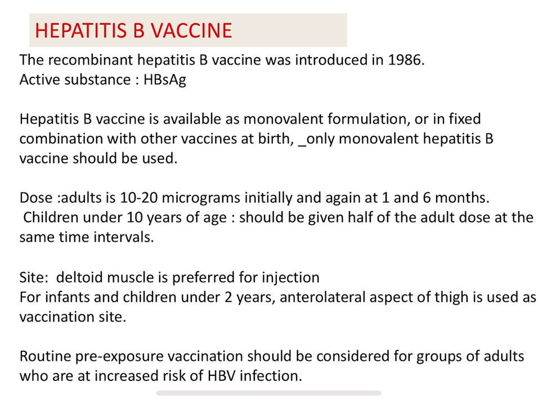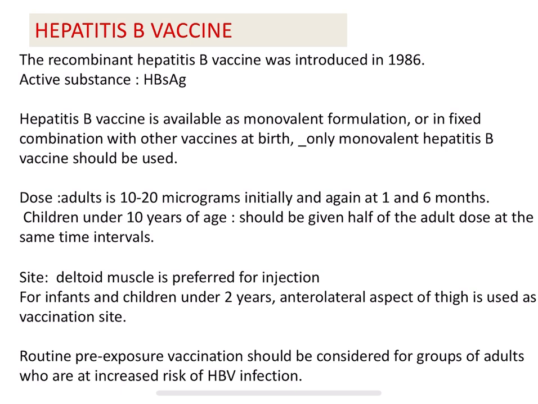Then we will move further to the hepatitis B vaccine. The recombinant hepatitis B vaccine was introduced in the year 1986, and the active substance in the vaccine is HBsAg, the hepatitis B surface antigen. The hepatitis B vaccine is available as a monovalent formulation, or it is found in fixed combination with other vaccines.